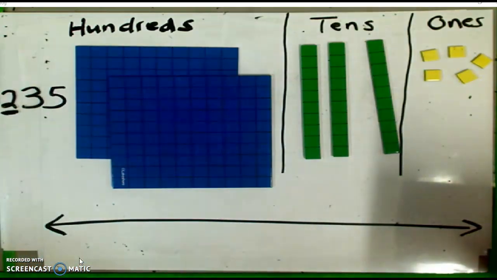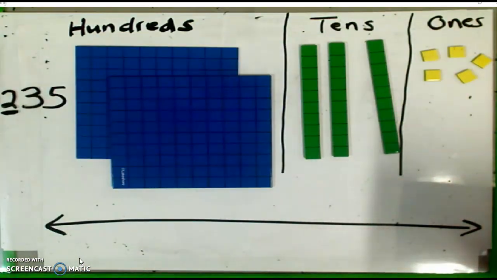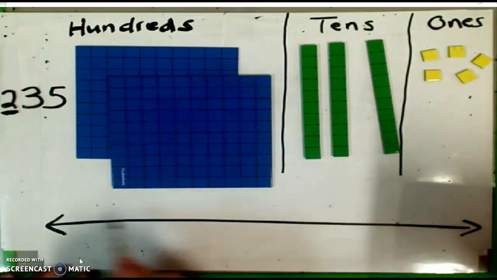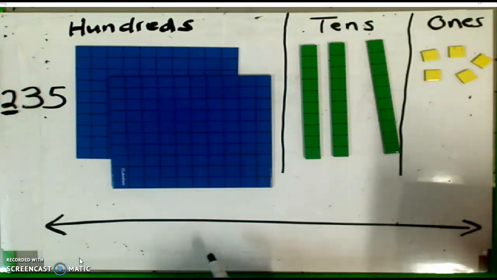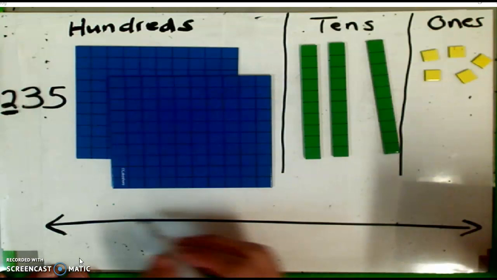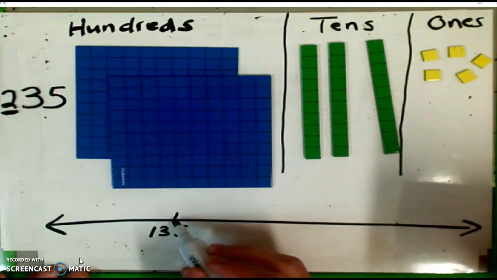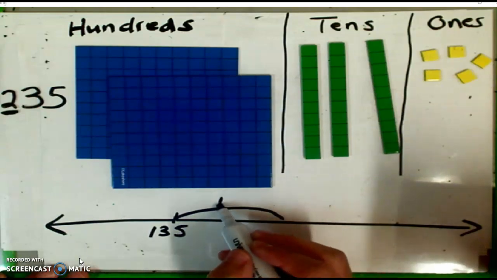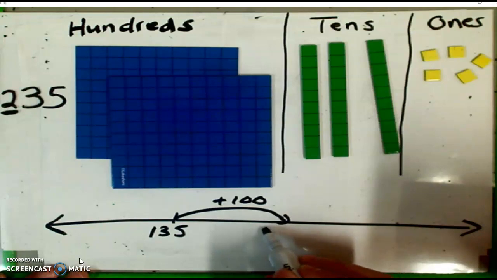What if I add another 100? Oh, sorry, before I do that, I want to show you on this number line. This is called an open number line. Just because I drew it real quick, there's no numbers on it. I can use it however I want. And I had 135, and I added 100. So I can say that if I jump 100, I end up at 235.